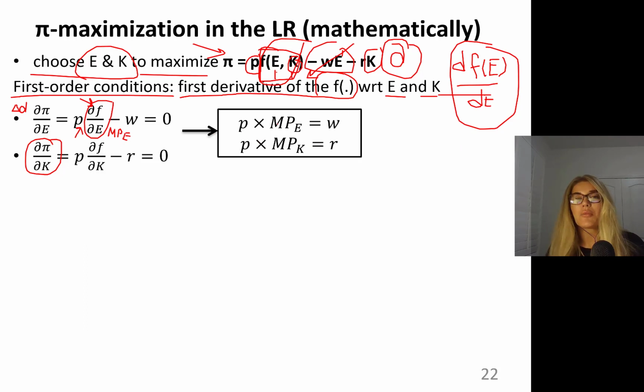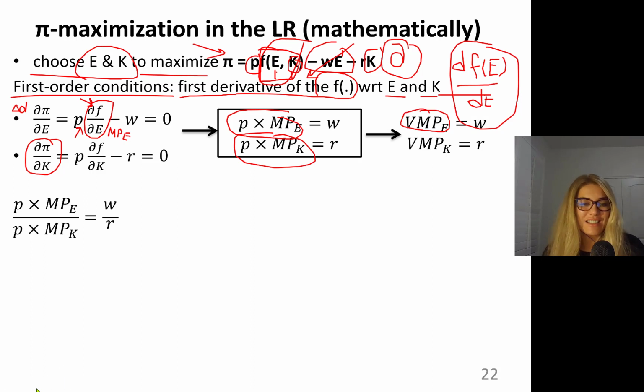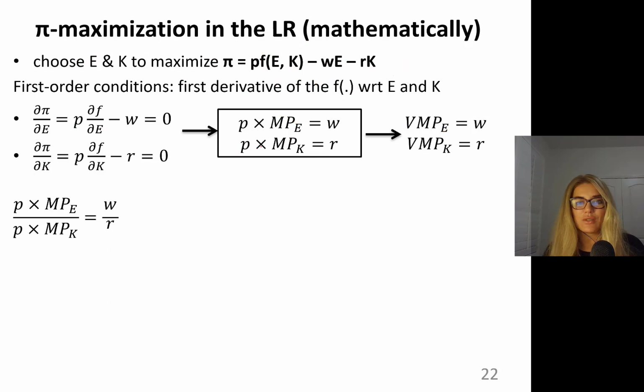We talked about this. Price times marginal product of labor is equal to wages. Price times marginal product of capital equals the rental rate. So again, value marginal product of labor is equal to the wages, and value marginal product of capital is equal to the rental rate. So what we did here is we just divided these two sides with each other. Let's divide the left hand side with the left hand side of this equality, and the right hand side with the right hand side.